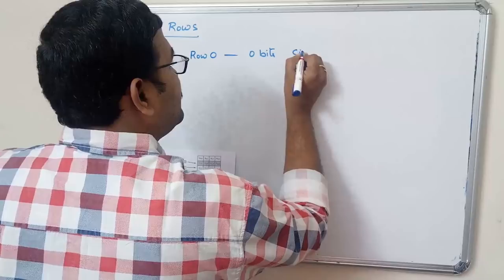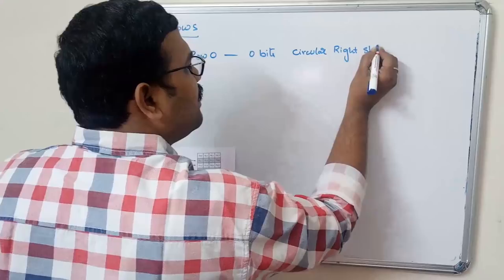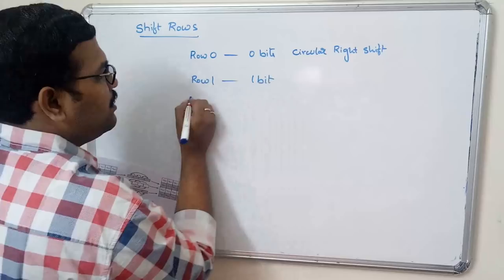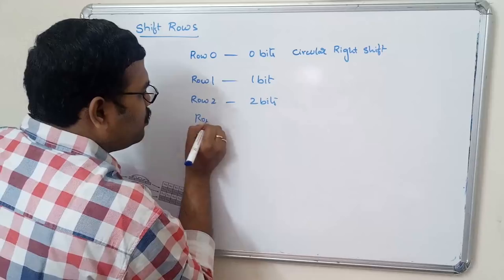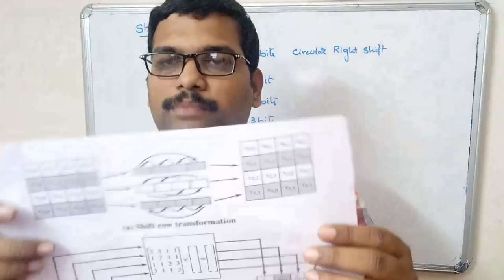Circular right shift, we have to perform circular right shift. So if it is row 1, 1 bit is shifted. If it is row 2, 2 bits are shifted. If it is row 3, 3 bits are shifted.